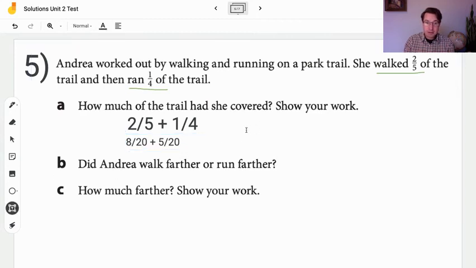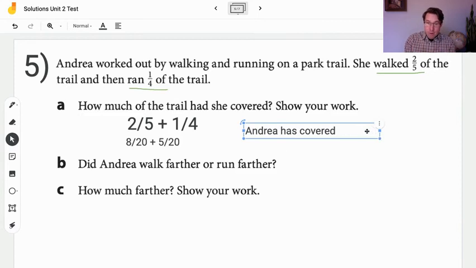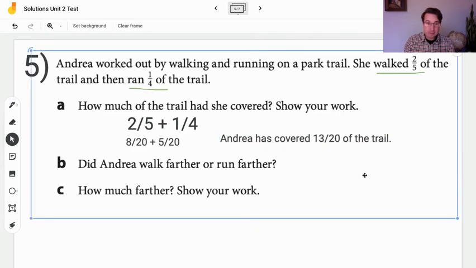Okay. Let's write out our sentence here. How much of the trail has she covered? Andrea has covered, well, 8 plus 5 is 13, 13 20ths of the trail. All right, always writing that full sentence, making sure that I know exactly what you're talking about.